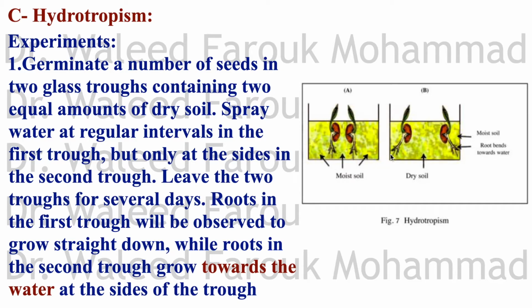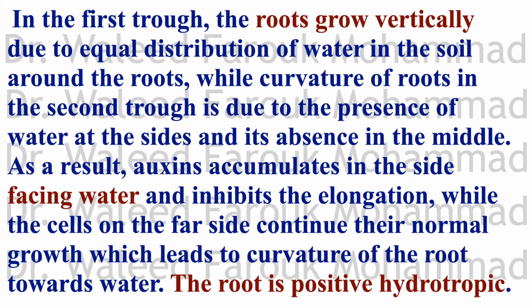See that roots in the first trough will be observed to grow straight down, but in the second trough will grow towards the water at the sides of the trough. In the first trough, the roots grow vertically due to equal distribution of water in the soil.